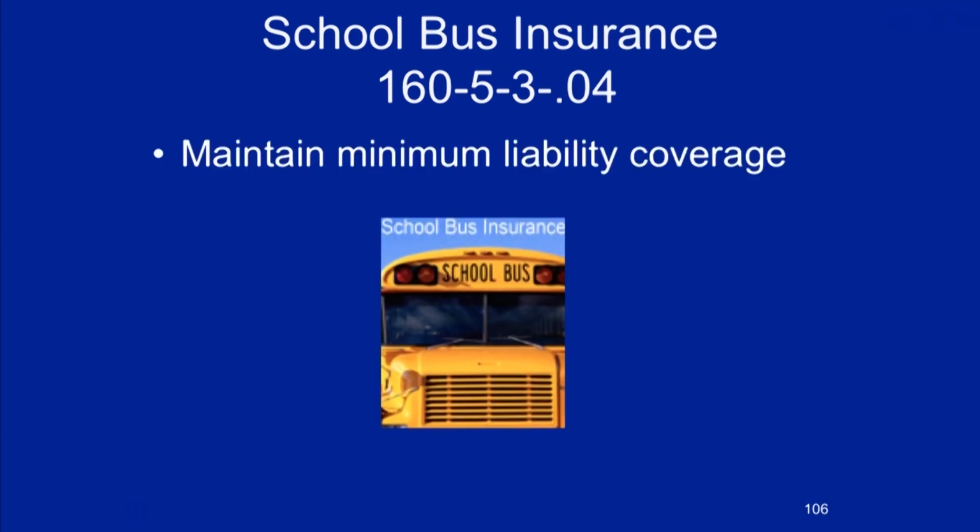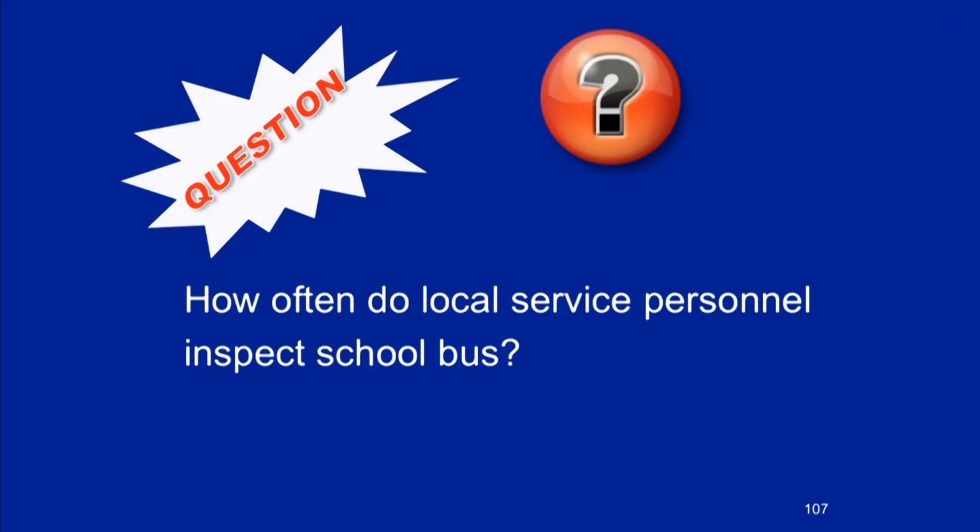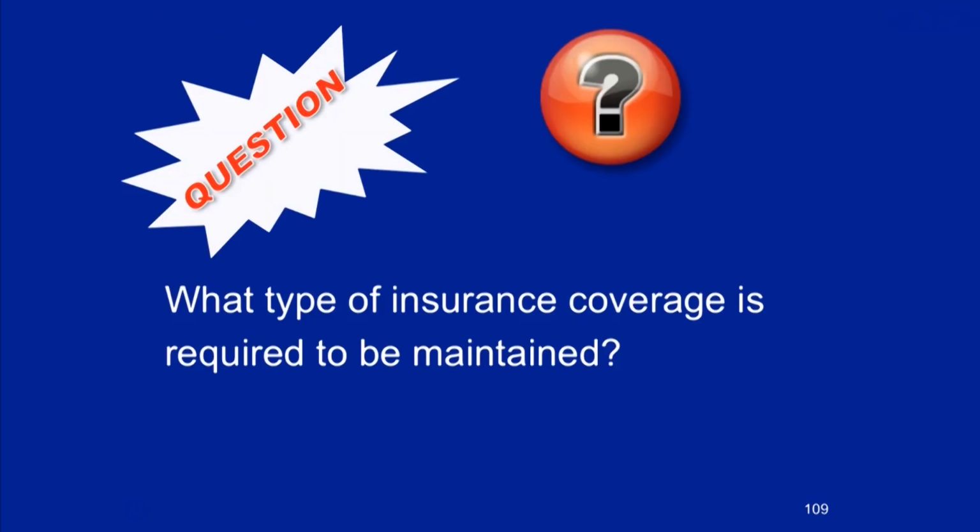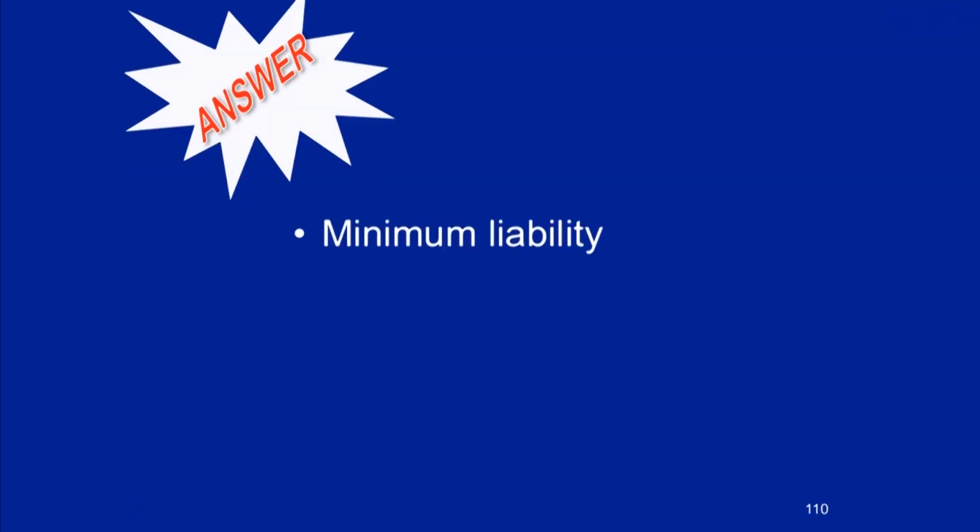School bus insurance, again, maintain a minimum liability coverage. Other insurance regulations would be in there as well. Okay, question. How often do local service personnel inspect the school bus? This would be the maintenance department. That's what we're talking about when we talk about service personnel, not the drivers. How often do the local service personnel inspect the bus? Monthly. Okay, what type of insurance coverage is required to be maintained? Among others, there's a minimum liability coverage that has to be there. There's all kinds of other insurance coverages that a school district is going to want to have, but there is a minimum liability requirement as well.